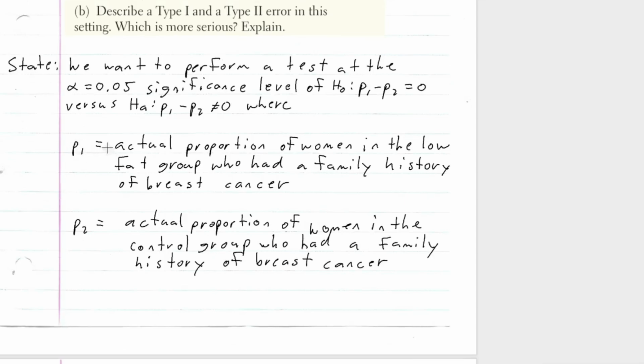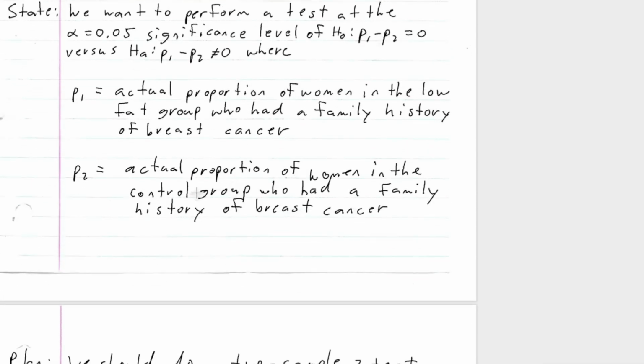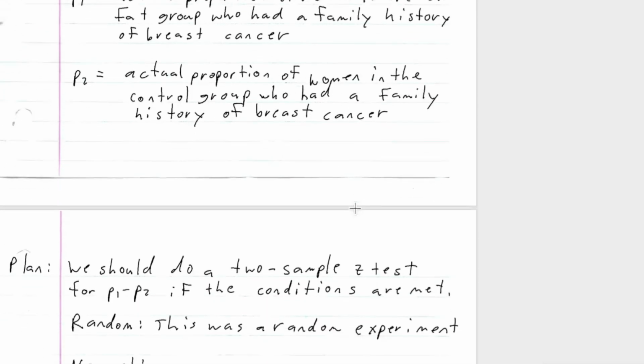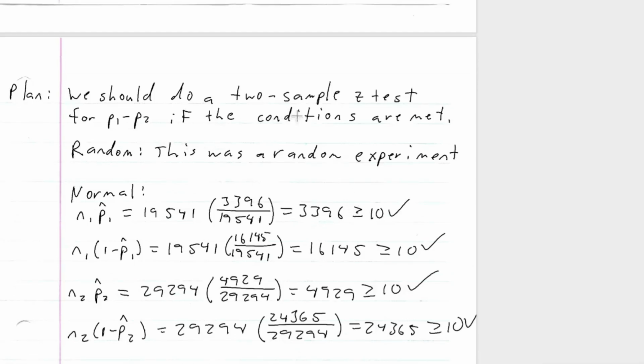Of course, where P1 is the actual proportion of women in the low-fat group who had a family history of breast cancer, and P2 is the actual proportion of women in the control group who had a family history of breast cancer. All right, so the plan is we should do a two-sample z-test for P1 minus P2 if the conditions are met. So this was a random experiment, so that condition is fulfilled.